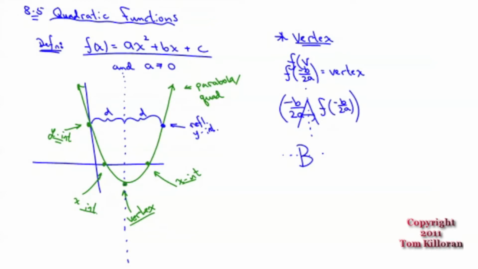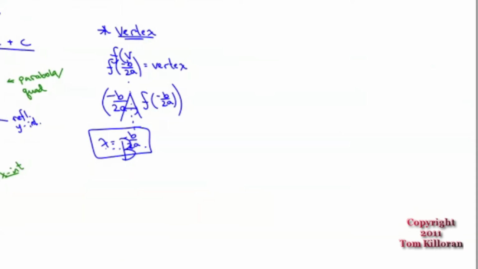Back to function notation. The x is what goes inside, and the evaluation of it is the entire thing. So this becomes our vertex. Negative b over 2a is the formula you need to memorize. If you just want to memorize it as a little piece, it's x equals negative b over 2a. That actually finds the axis of symmetry, the line that goes vertically through the vertex.